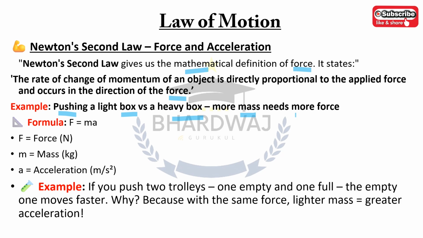Here we have the formula for Newton's second law. F equals ma, where F stands for force, m stands for mass, and a stands for acceleration. The SI unit of force is Newton, mass is kg, and acceleration is meter per second square. Example: if you push two trolleys, one empty and one full, the empty one moves faster. Why? Because with the same force, lighter mass means greater acceleration. Again, you need more force to push a body of more mass.